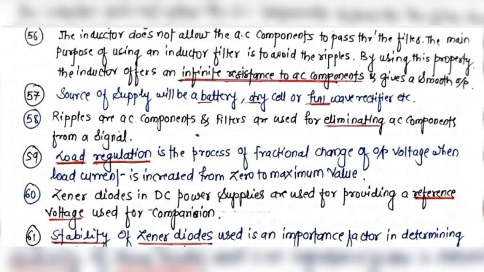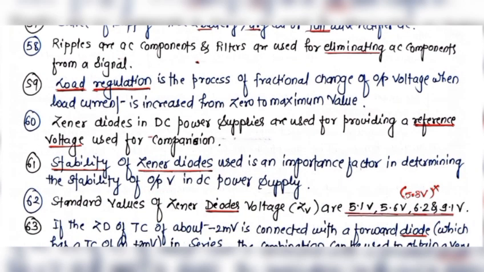The source of supply will be a battery, dry cell, or full wave rectifier, etc. Ripples are AC components, and filters are used for eliminating AC components from a signal. Load regulation is the fractional change of output voltage when the load current is increased from 0 to the maximum value. Zener diodes in DC power supplies are used for producing a reference voltage used for comparison.